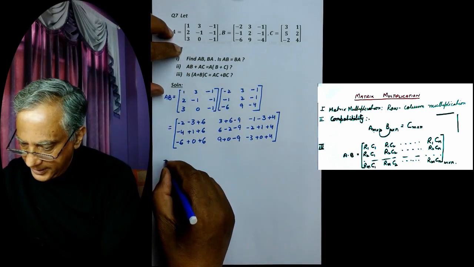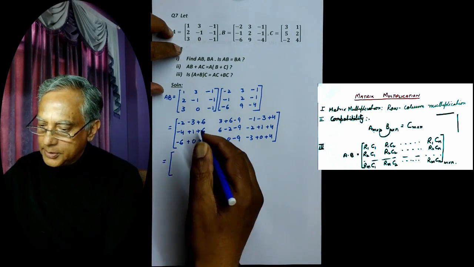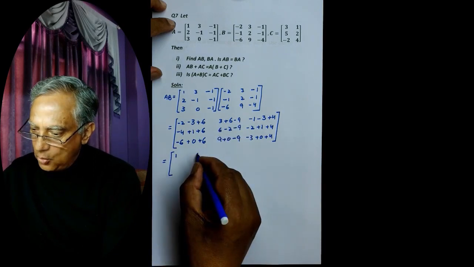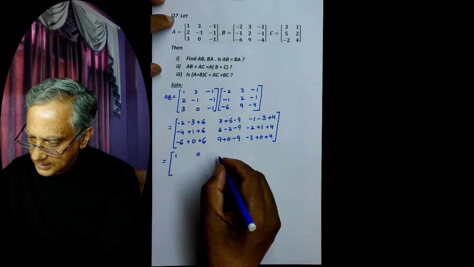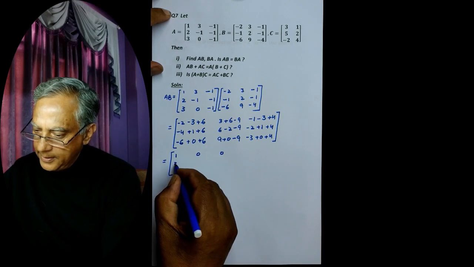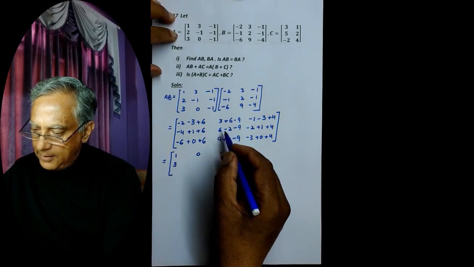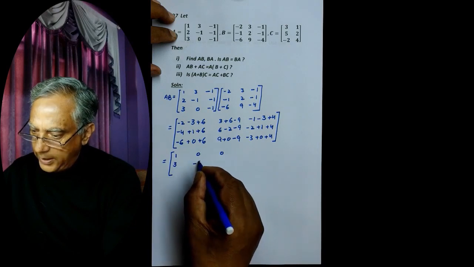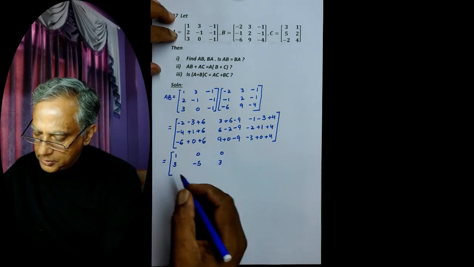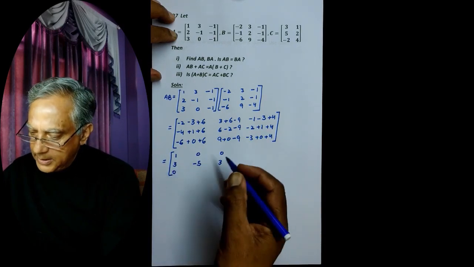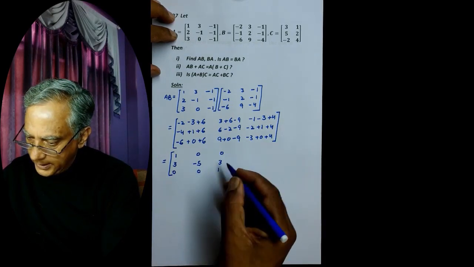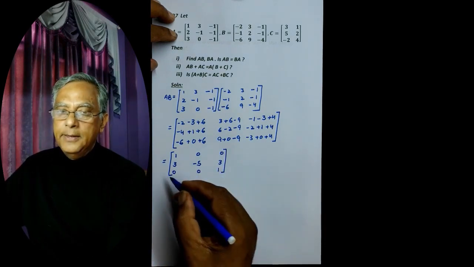This can be simplified into, now 6 minus 5, 1. 9 minus 9 is 0. 4 minus 4 is 0. 7 minus 4 is 3. 6 minus 11 is minus 5. Minus 2 plus 5 is 3. 6 minus 6 is 0. 9 minus 9 is 0. And 4 minus 3 is 1. So this is AB.